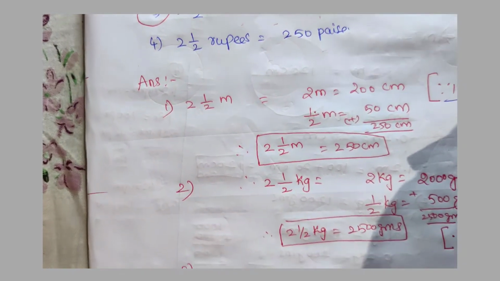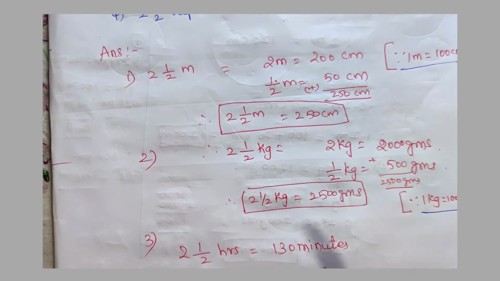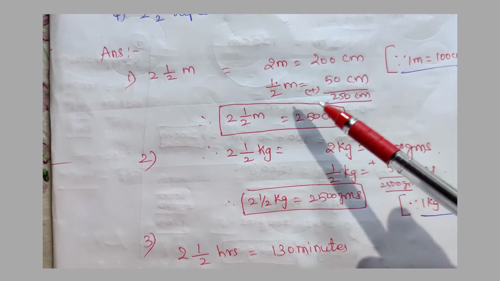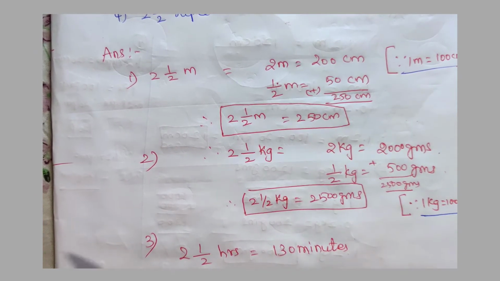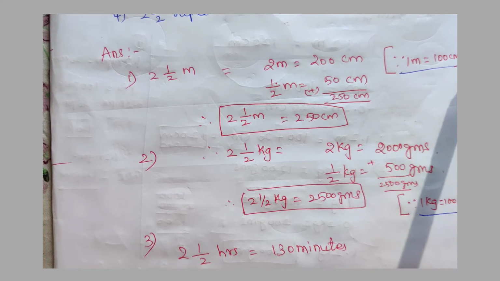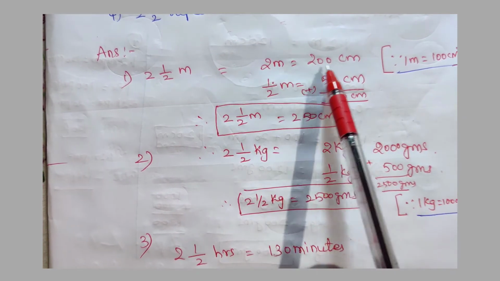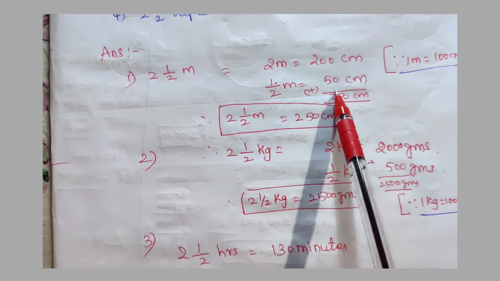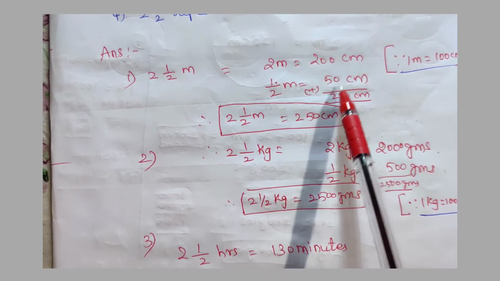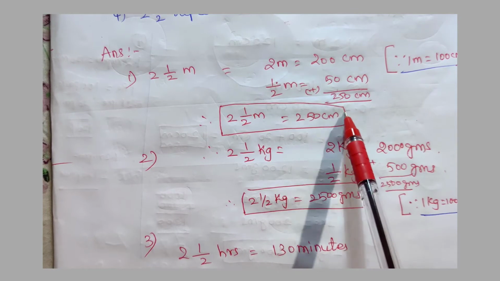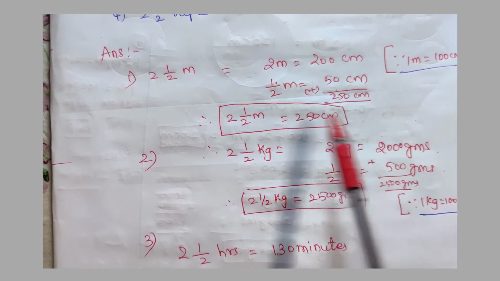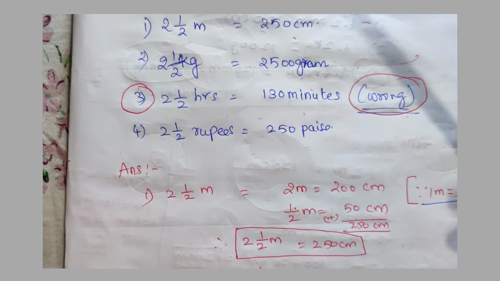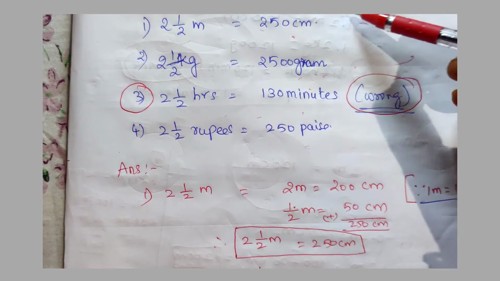So the first option they have given, 2.5 meter is equal to 250 centimeter. So this option is correct. Why? 1 meter is how much? 100 centimeter. Then 2 meter is 2 into 100, 200 centimeter. Half meter, 100 divided by 2 is 50 centimeter. Half meter means 50 centimeter. So 200 plus 50 is 250 centimeter. Therefore 2.5 meter is 250 centimeter. So here the first option is also right.